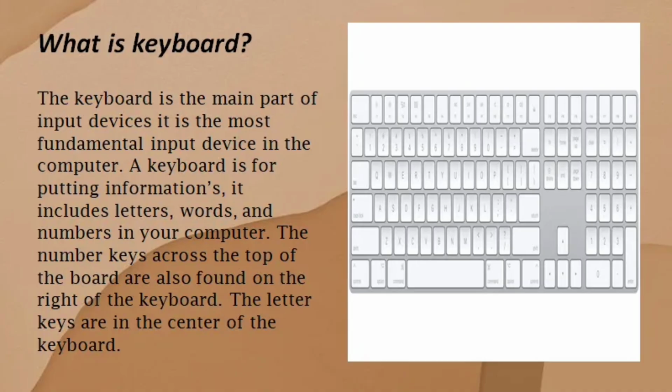So what is keyboard? The keyboard is the main part of input devices. It is the most fundamental input device in the computer. A keyboard is used for putting information in the computer. It includes letters, words, and numbers in your computer. The number keys across the top of the board are also found on the right of the keyboard. The letter keys are in the center of the keyboard.